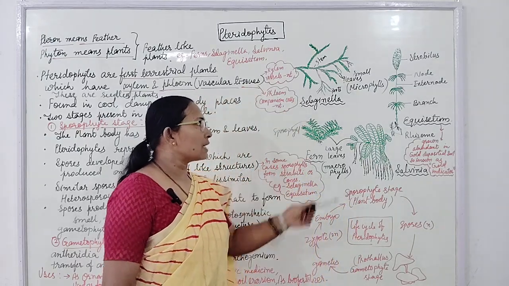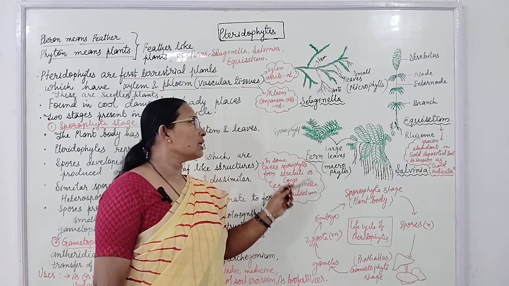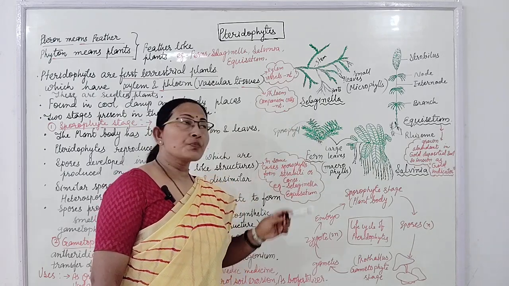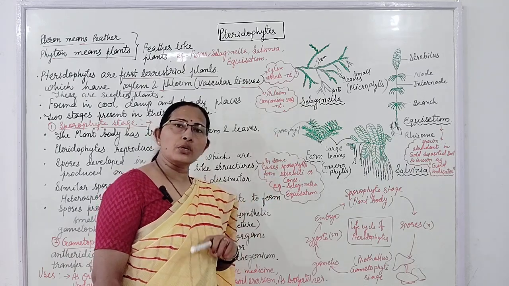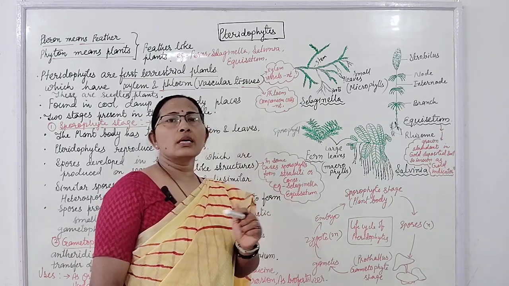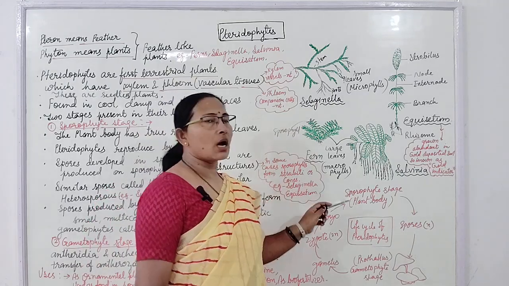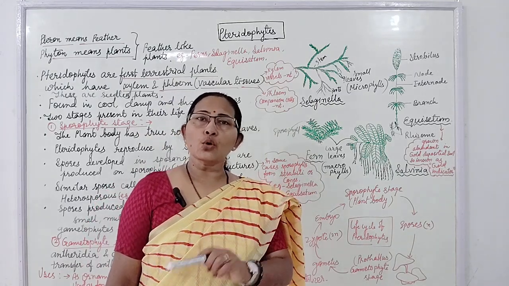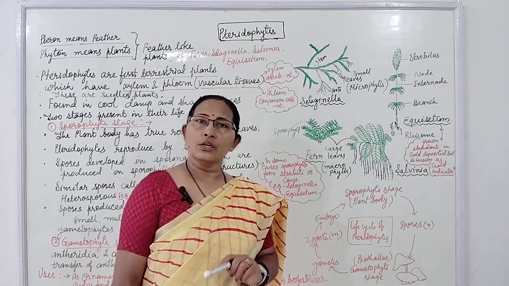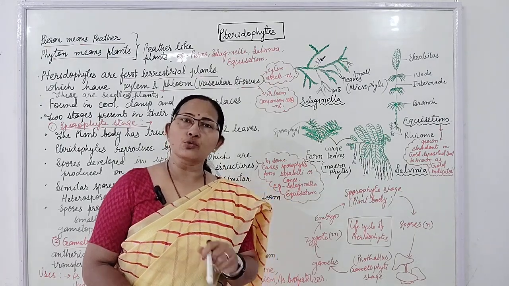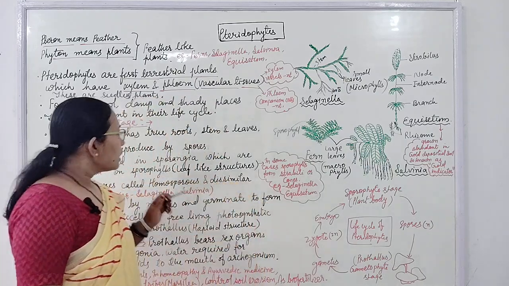If we see Selaginella, Equisetum, Salvinia and fern, true roots, true stem and true leaves are present. This structure, representing all these plants, represents the sporophyte stage of the pteridophyte. Pteridophytes reproduce by spores.